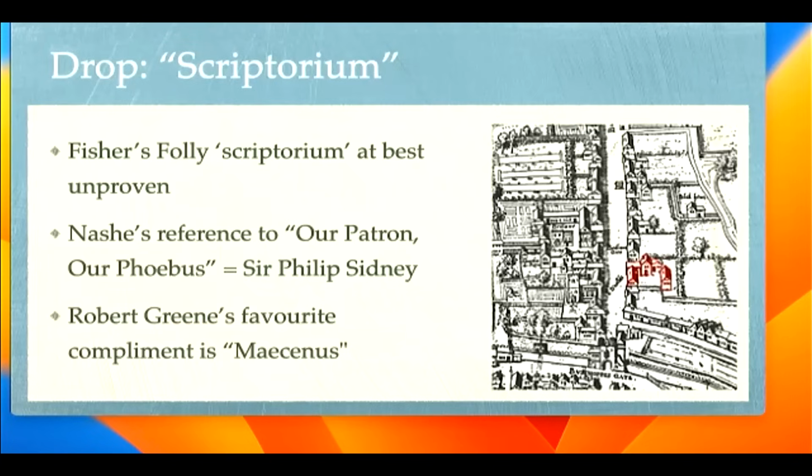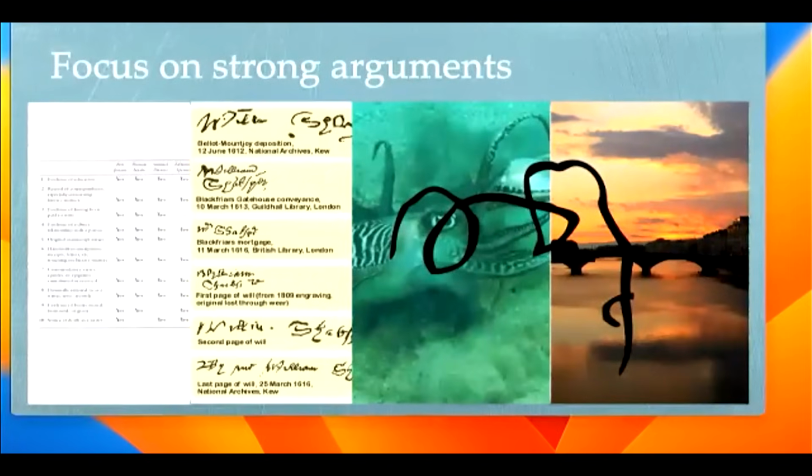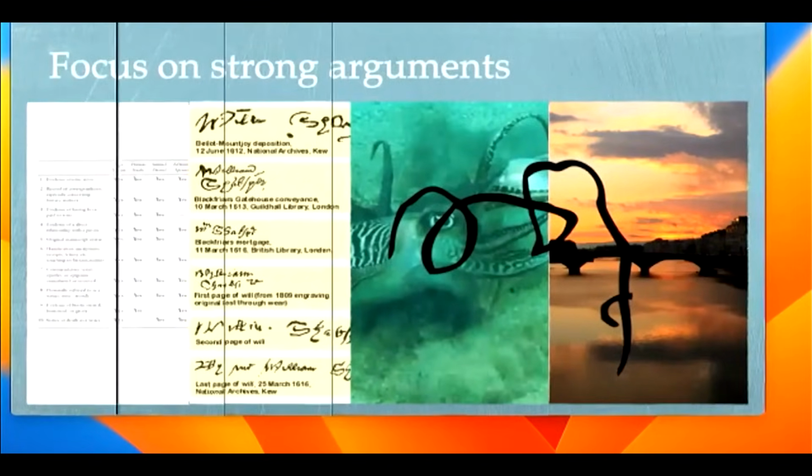People go, well, that's obviously flawed. Therefore, everything else you say potentially is flawed. So drop the weak ones. So if you drop the weak ones, you must focus on the strong ones. What do I think are the strongest ones?